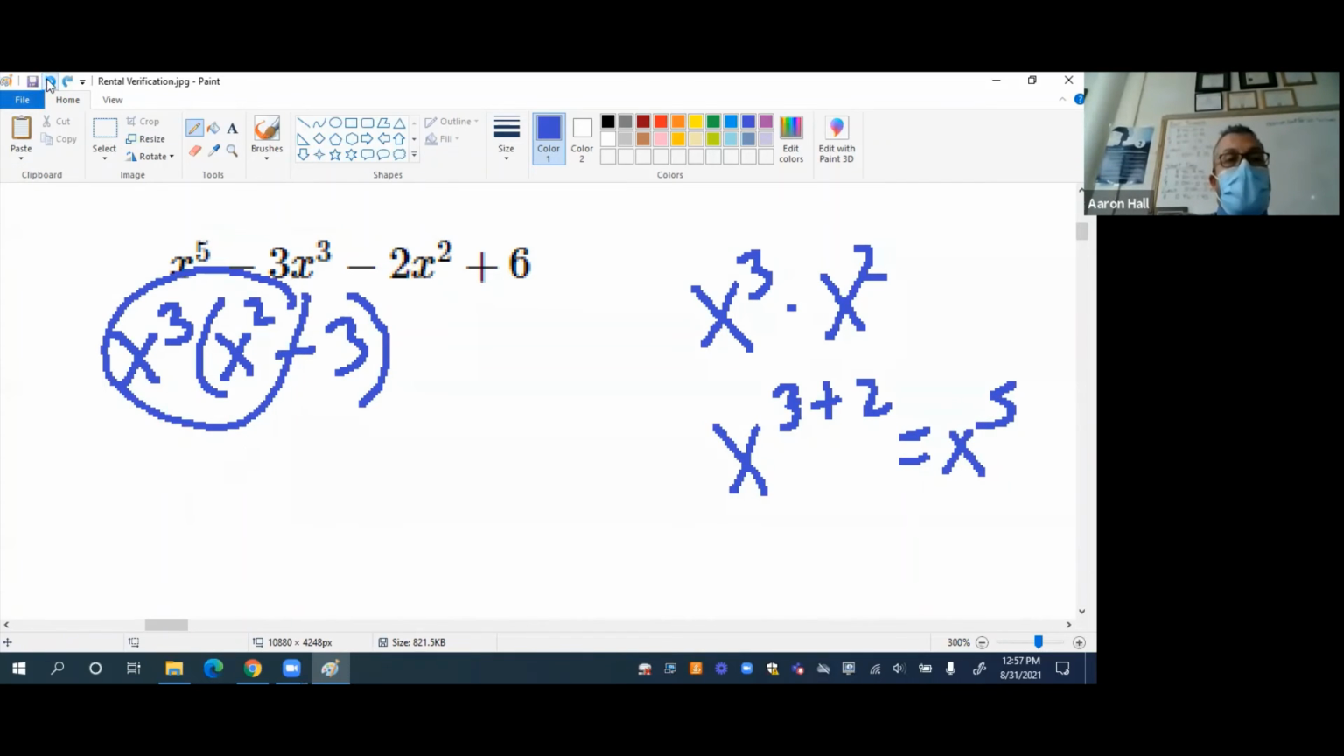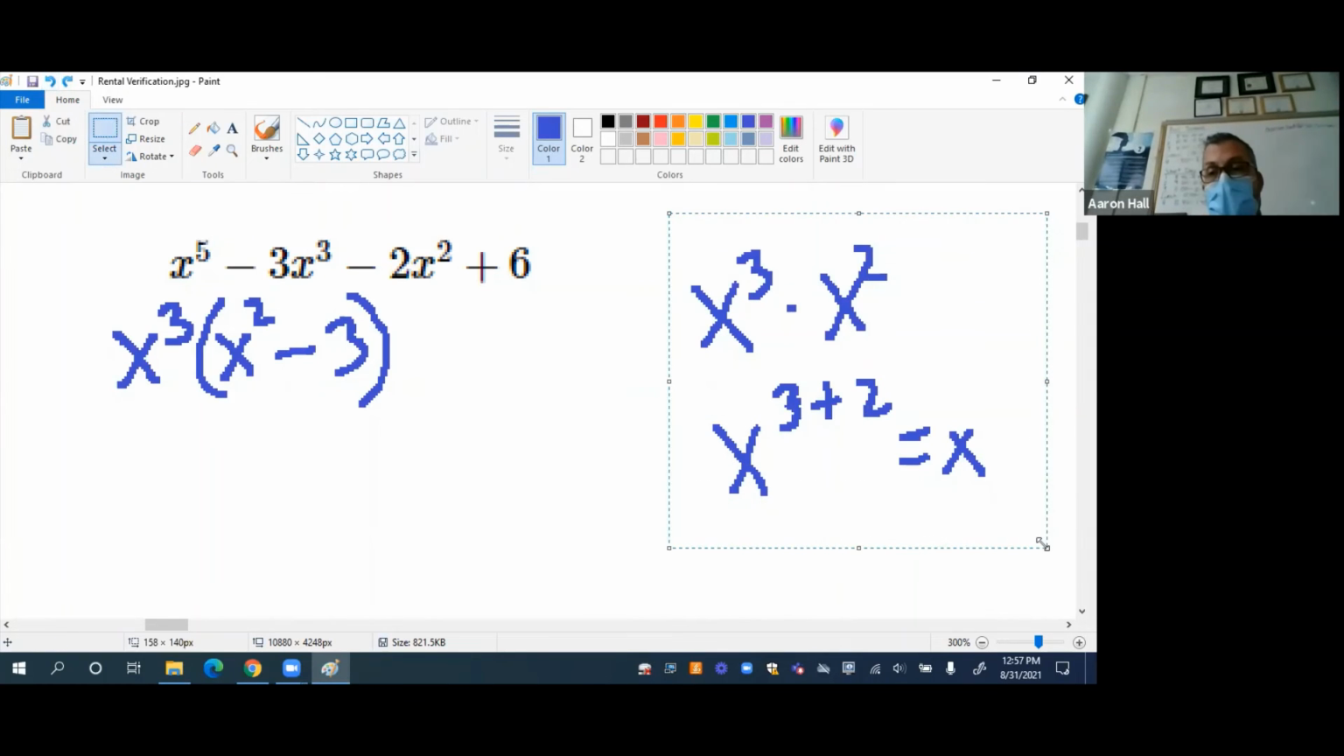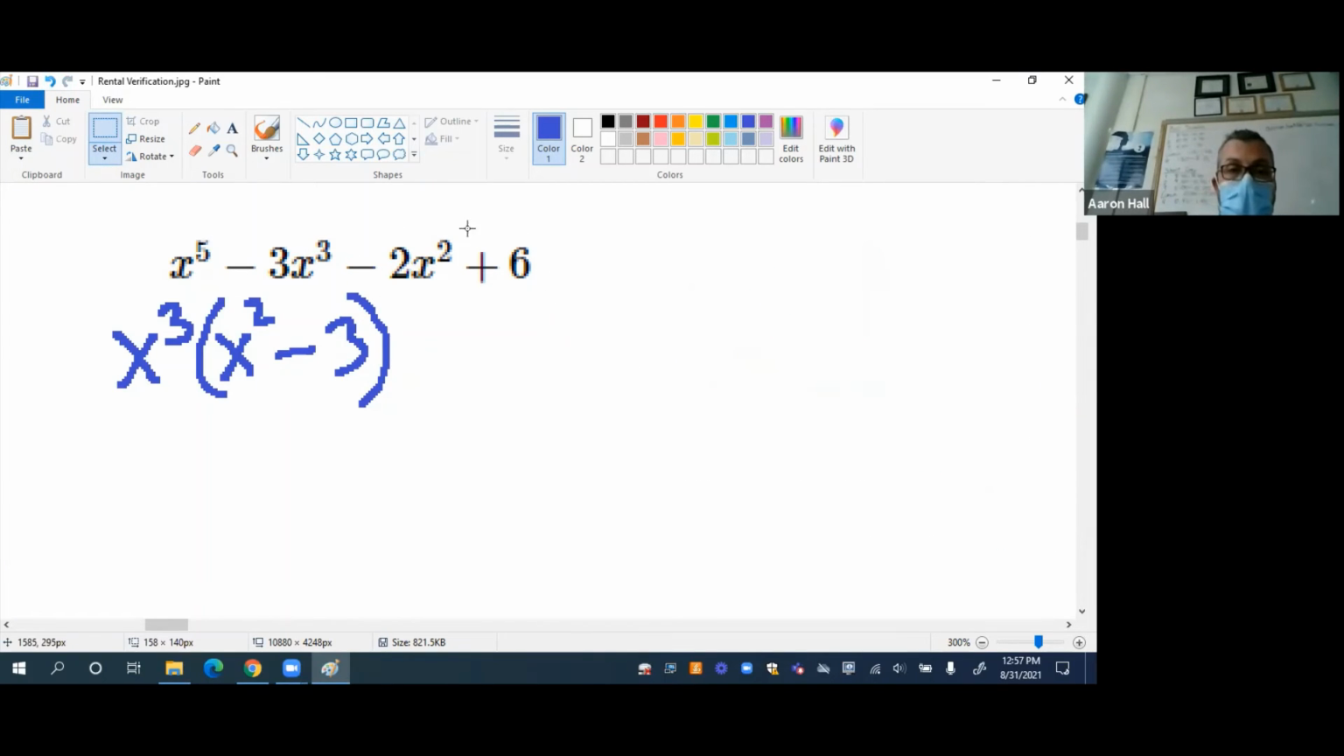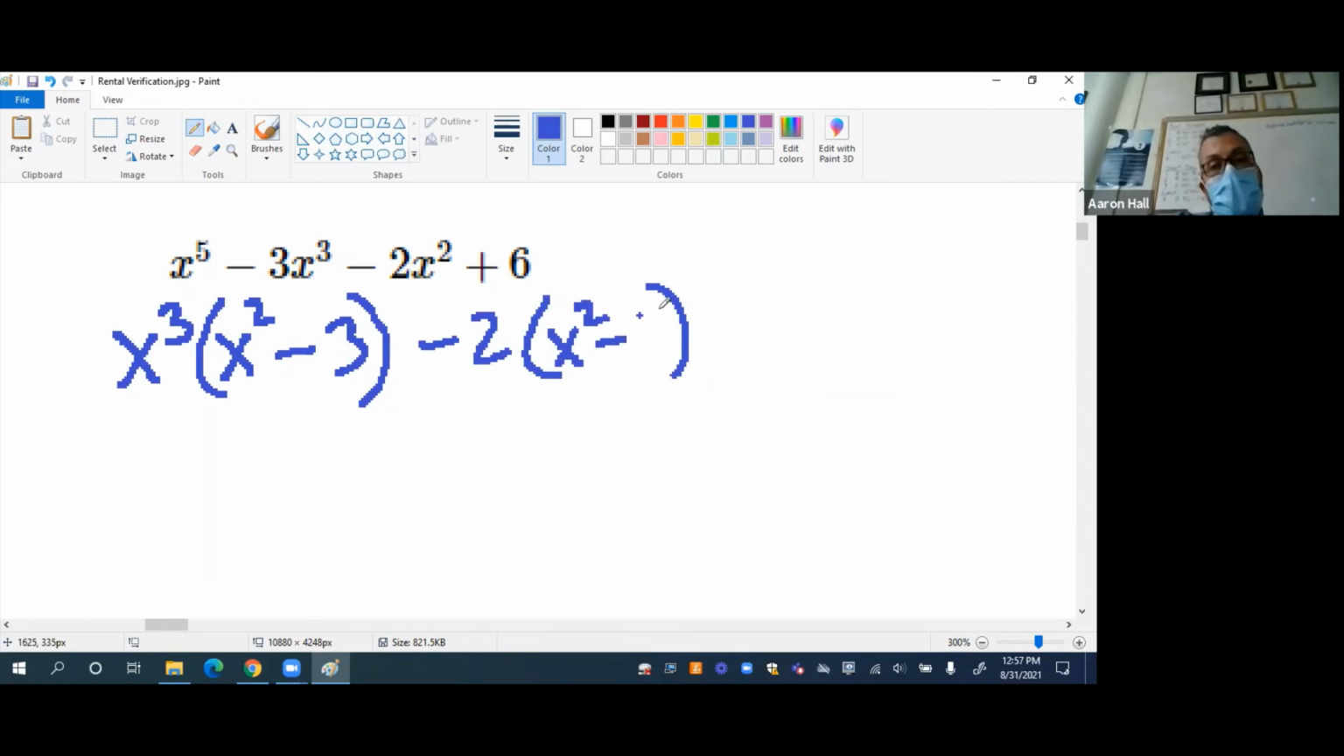All right, now let's look at the second two terms. Can I factor something out of those two terms? Yeah. What? -2. What's left over? X squared minus 3. Now what? Now we can factor something out again. We can factor out the x squared minus 3.